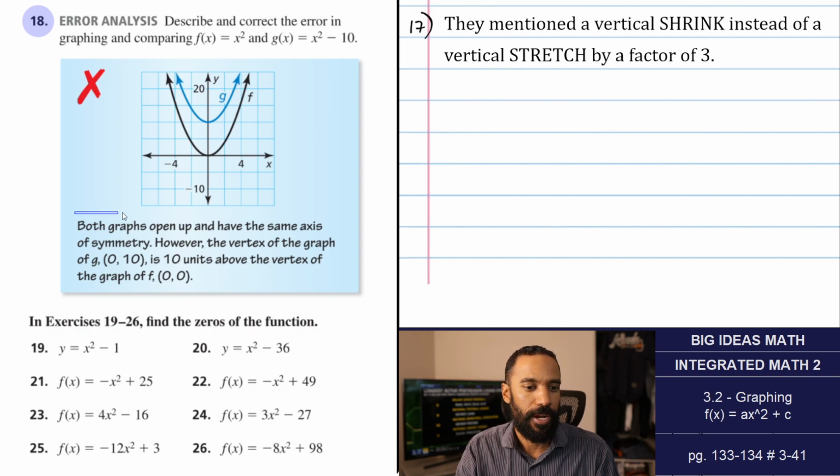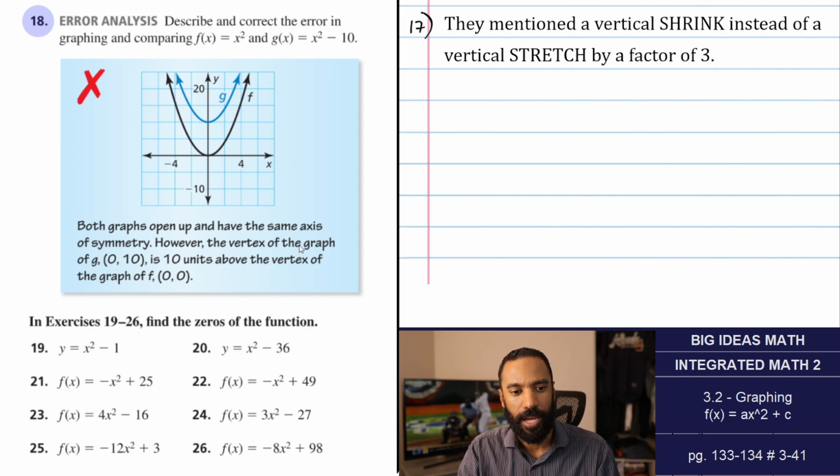They say both graphs open up. That's true. Have the same axis of symmetry. That's true. However, the vertex of the graph of g is (0, 10), 10 units above the vertex of the graph (0, 0). Everything's proper except using up or above we would say below, and we'd say negative 10.